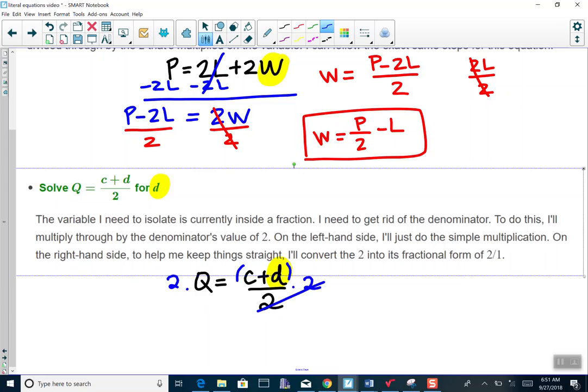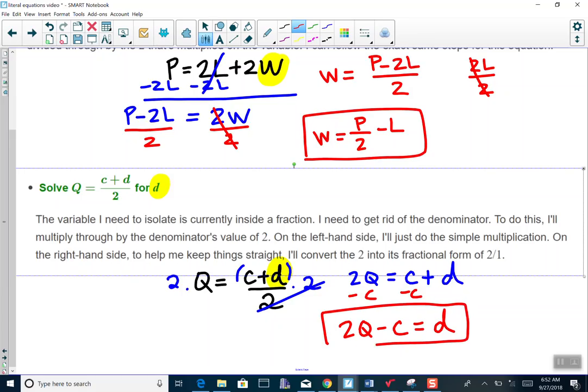My 2's are going to cancel. 2 times Q is 2Q. And now I have C plus D. So for our last step when solving for D is to isolate D by getting rid of the C. And I do that with subtraction. So 2Q minus C is equal to D. Okay, we'll do one more.